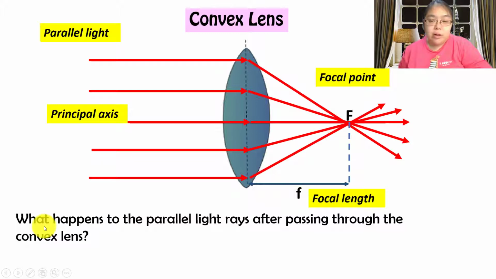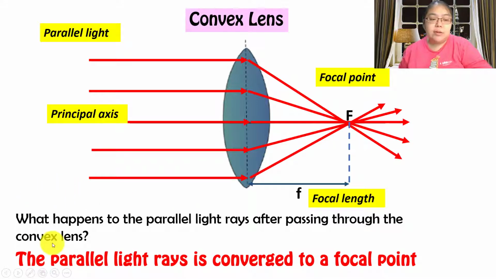Now there is one question. What happens to the parallel light ray after passing through the convex lens? Just refer to the diagram. After passing through the convex lens, they will be refracted, converging to the focal point. So from here, the parallel light rays will converge to the focal point.